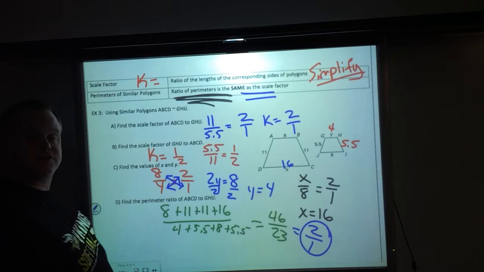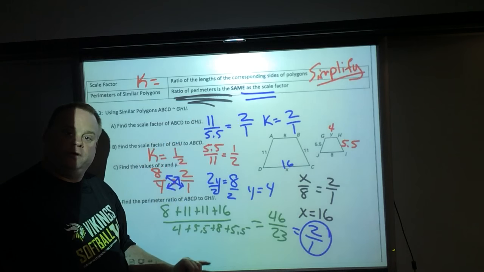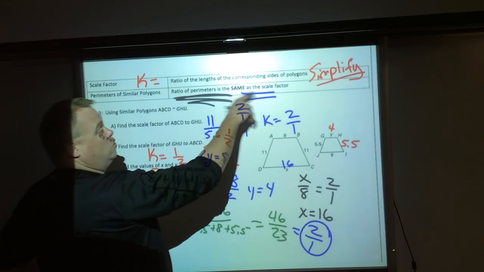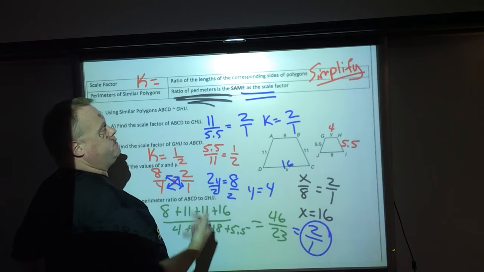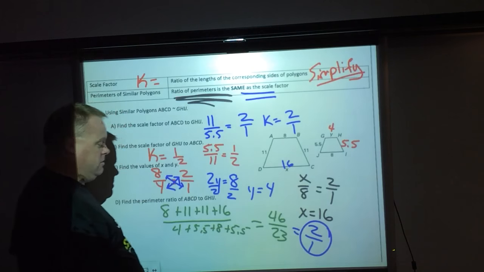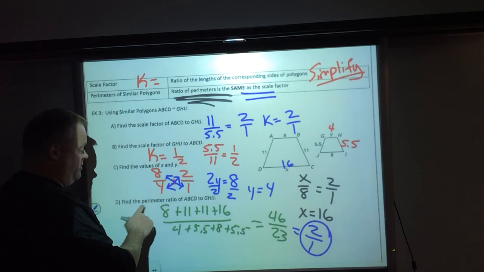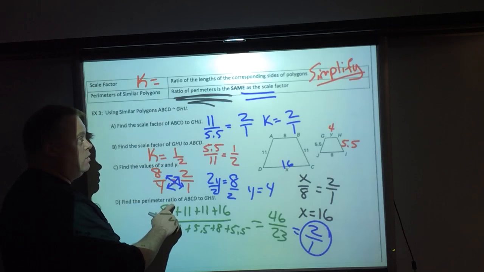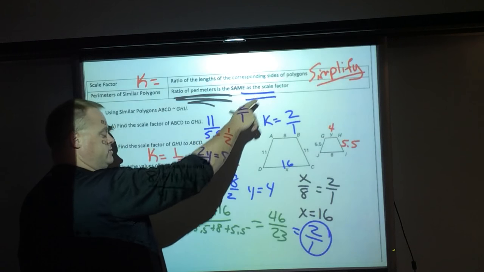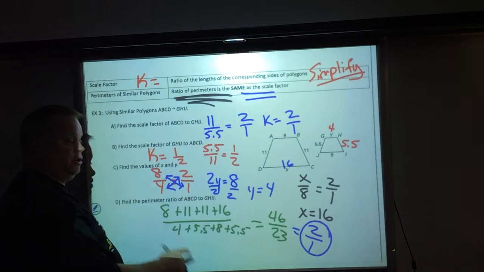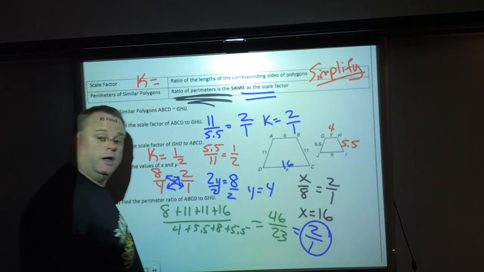And if you think about that for a second, didn't we find the perimeter ratio is the same as the scale factor? I just proved what I've told you up here, that the ratio of perimeters is the same as the scale factor. If I'm going to find the perimeter ratio, since I already know the scale factor, I already know the perimeter ratio. It is 2 over 1.